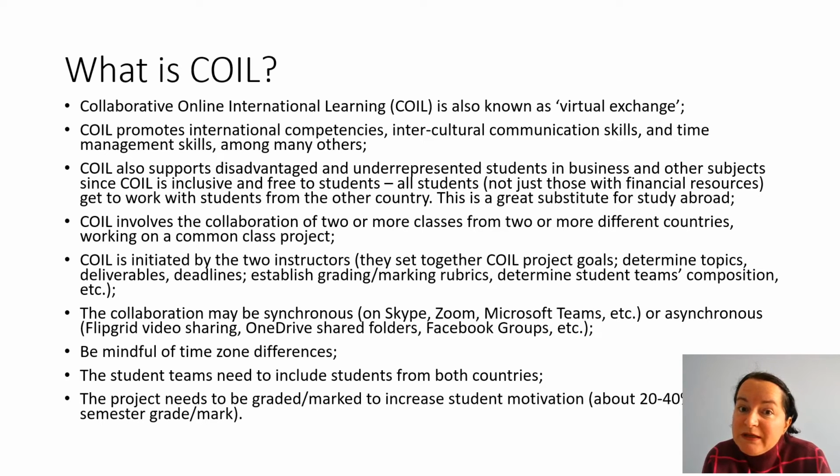Sometimes students speak English, but sometimes they don't. In this case, you would use Google Translate. Google Translate can translate speech and written text in many languages. The project needs to be graded or marked to increase student motivation to participate and complete it. Usually, the COIL project should be between 20 and maybe 40% of the semester grade for better student motivation to do it well.